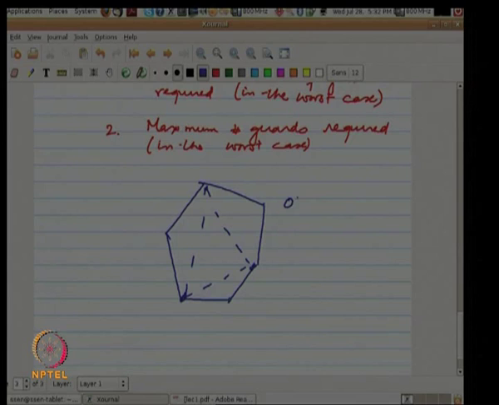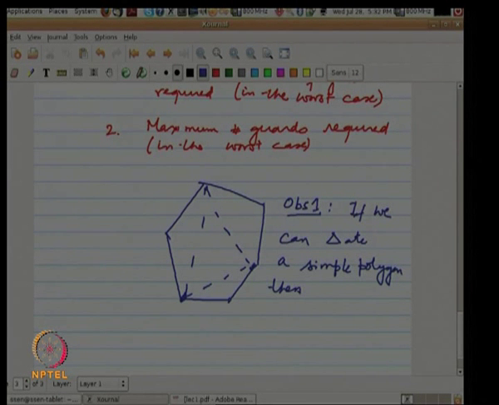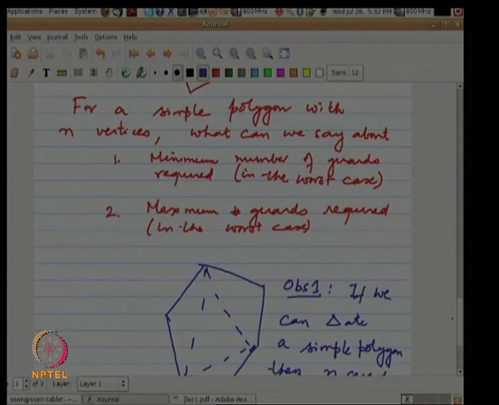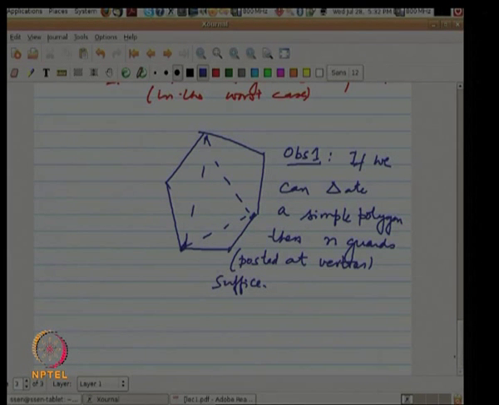So, observation 1, if we can triangulate a simple polygon, then n guards posted at vertices suffice, right. This is the lesson that we have. There was some question about what was that, about maximum? So, whatever be the shape of the polygon, we should be able to prove that I will never require more. So, this n guard is not dependent on the shape of the polygon, right.